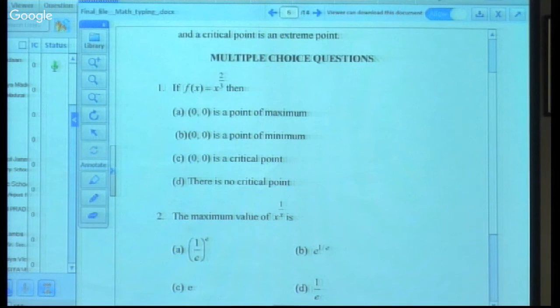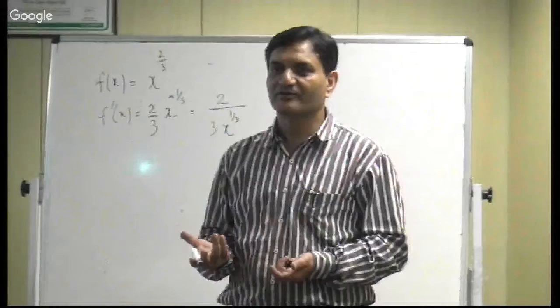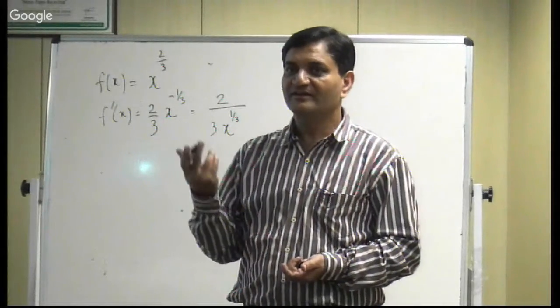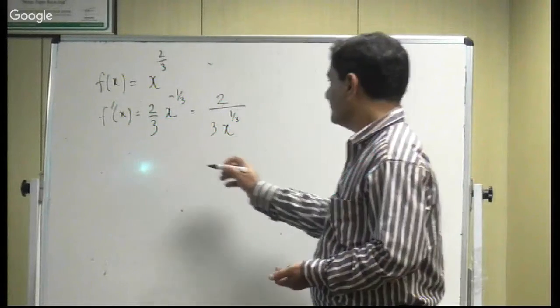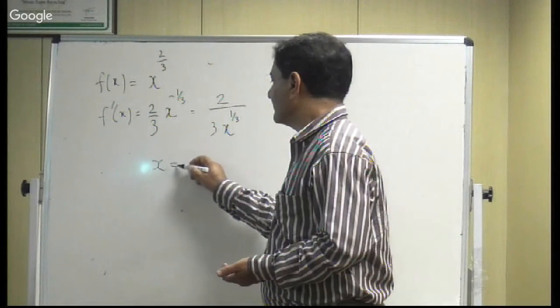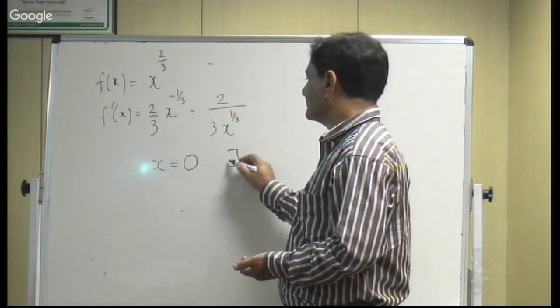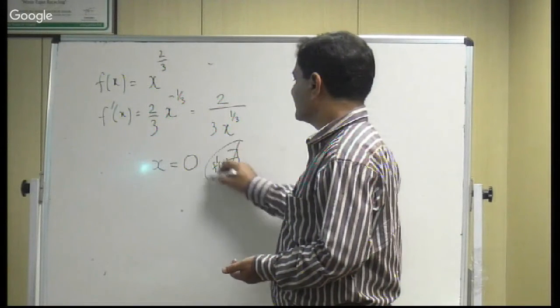What is the point where the derivative is vanishing? No, it is not vanishing at 0. See, this can be written as 2 by 3 x raised to power 1 by 3 in the denominator. Derivative is never equal to 0, so you don't have stationary points. At x equal to 0, the derivative does not exist. So for critical points, besides the points where the derivative is 0, we take the points where the derivative does not exist. The derivative does not exist at 0.